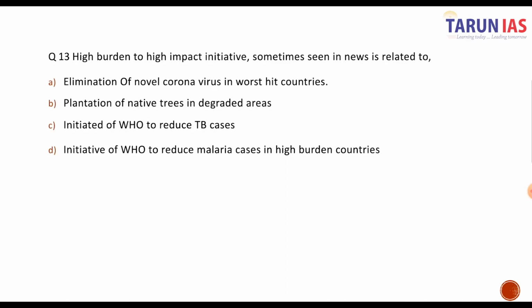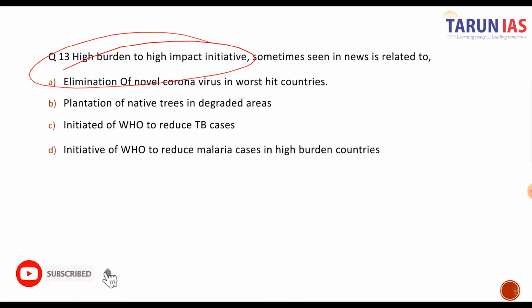Question number 13 says, the high burden to high impact initiative sometimes seen in news is related to what? The high burden, high impact initiative is related to malaria. India has a high burden of malaria cases, right? So in order to reduce the number of cases in tropical countries such as India, which see high penetration and high prevalence of the disease, the World Health Organization came up with this strategy for the South Asian and Southeast Asian nations, so as to combat this challenge of malaria.